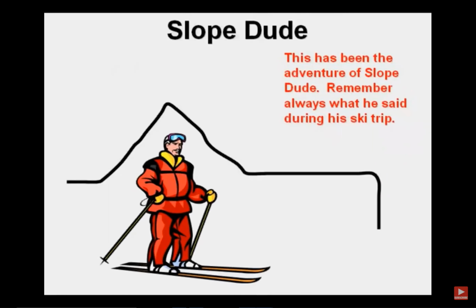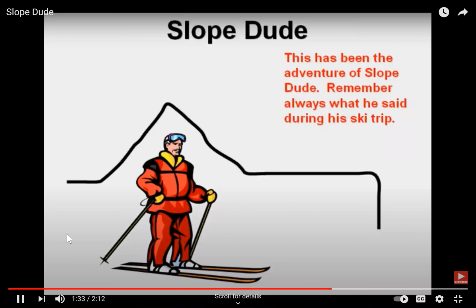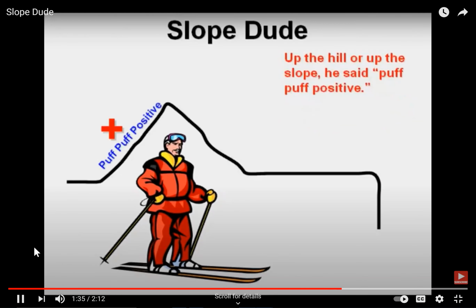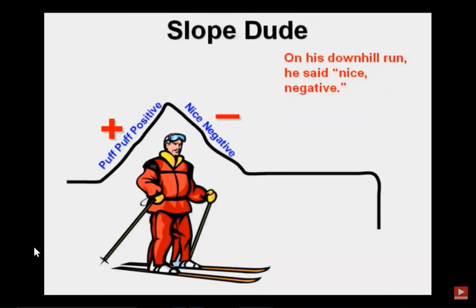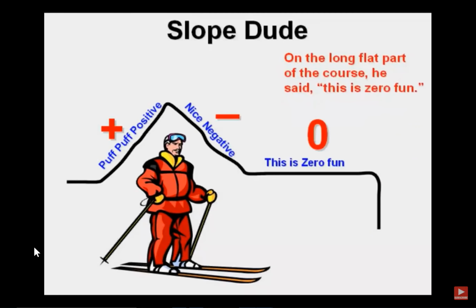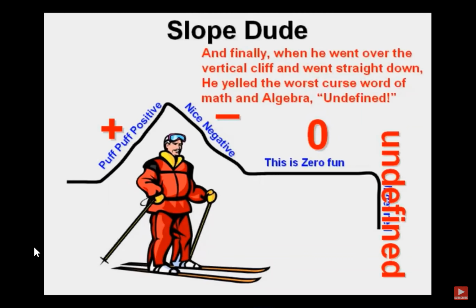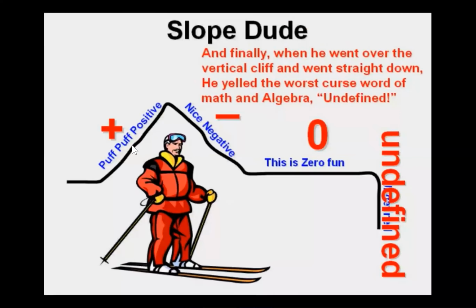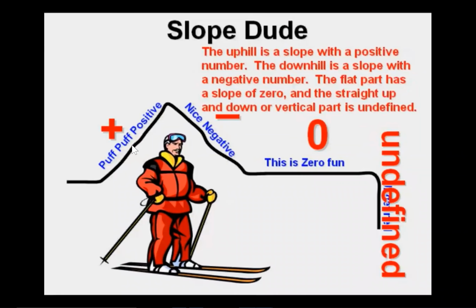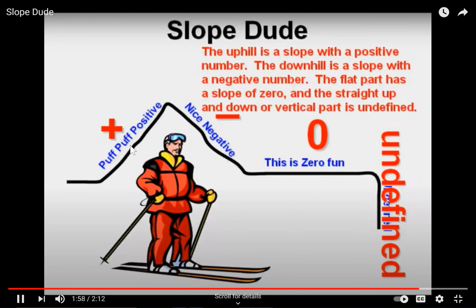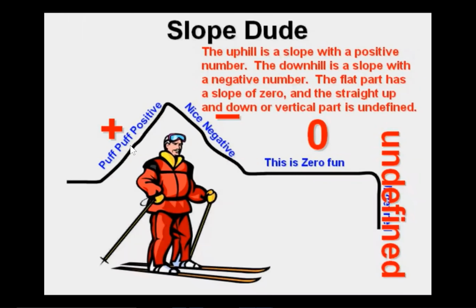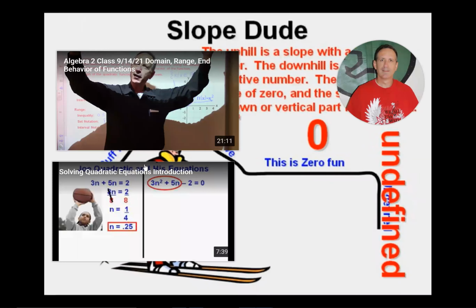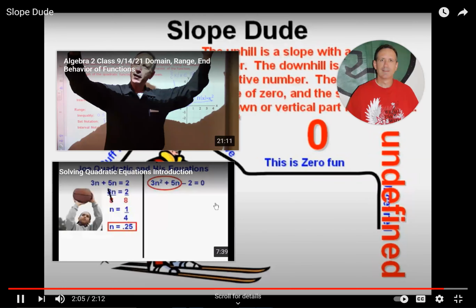This has been the Adventure of Slope Dude. Remember always what he said during his ski trip. Up the hill or up the slope, he said, puff, puff, positive. On his downhill run, he said, nice, negative. On the long flat part of the course, he said, this is zero fun. And finally, when he went over the vertical cliff and went straight down, he yelled the worst curse word of math and algebra, undefined. The uphill is a slope with a positive number. The downhill is a slope with a negative number. The flat part is a slope of zero. And the straight up and down or vertical part is undefined. This has been the Adventure of Slope Dude.